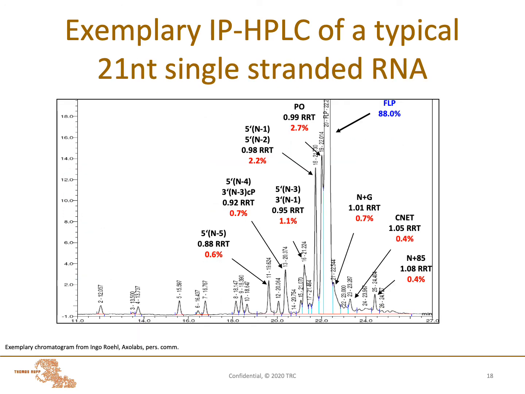That's another chromatogram. Ingo Röhl from Axolabs gave that to me. Here you can see the separation between N-1, 3', N-3, 5', they elute at the same peak. N-1, N-2, 5' elute at the same peak. PO impurity just next to the main peak. Again, N+G next to the main peak with a retention time greater than 1. CNET, plus 14 methyl would also be here in that region, and plus 85, the triazine impurity can be seen here.